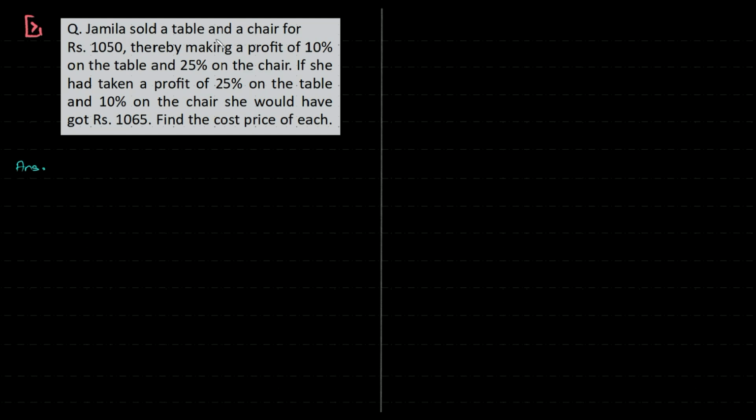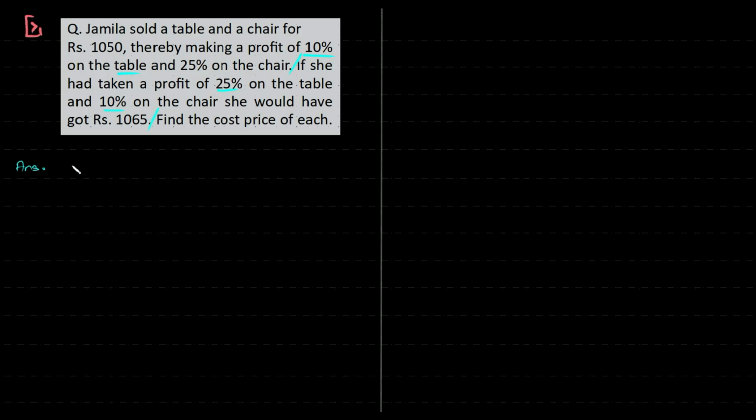Jamila sold a table and a chair for rupees 1050, thereby making a profit of 10% on the table and 25% on the chair. If she had taken a profit of 25% on the table and 10% on the chair, she would have got rupees 1065. Find the cost price of each. So what is it that we are looking at?